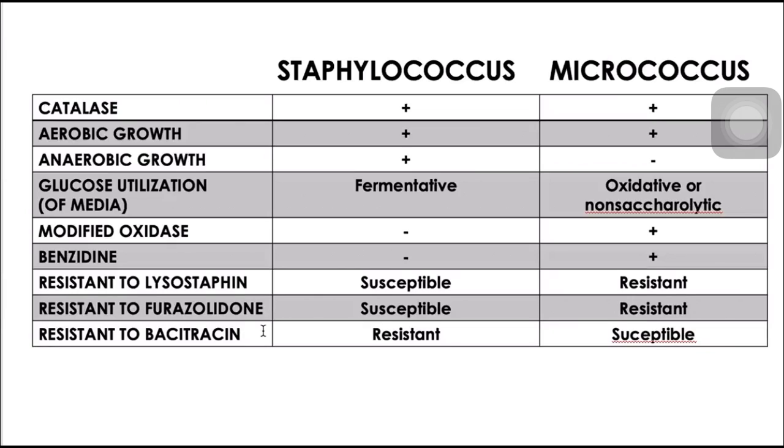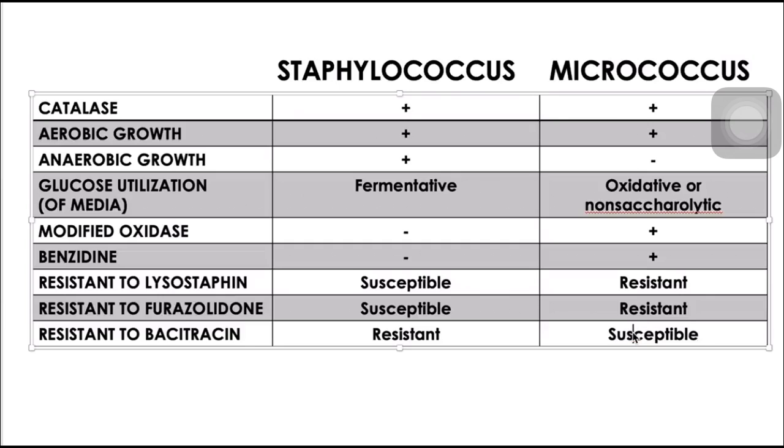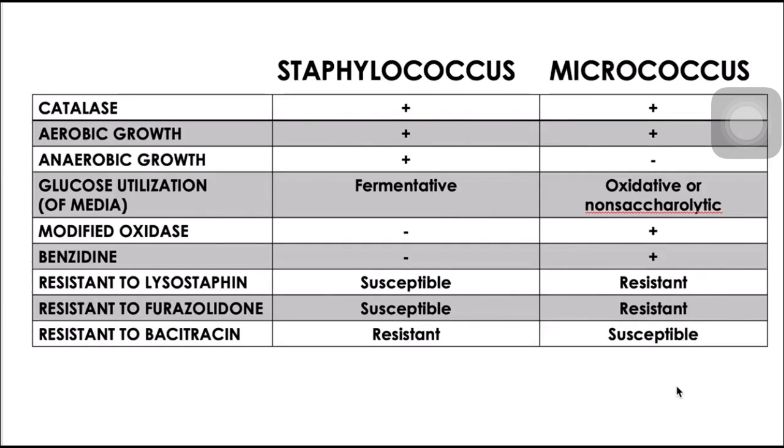We know that bacitracin can be used to differentiate Streptococcus pyogenes from other Streptococcus, because Streptococcus pyogenes is known to be susceptible to bacitracin, while the rest are resistant. But for this table, we can also use bacitracin to differentiate Staphylococcus from Micrococcus. It is the opposite of lysostaphin and furazolidone, wherein Staphylococcus is resistant and Micrococcus is susceptible. Let's correct the spelling: we have susceptible, okay, for your Micrococcus.